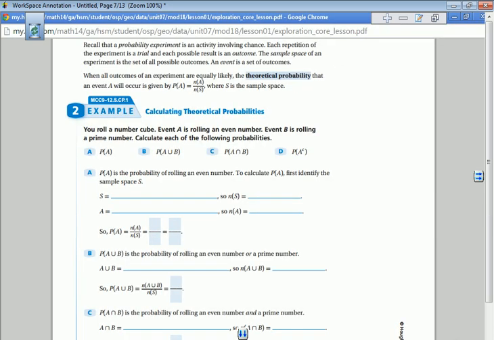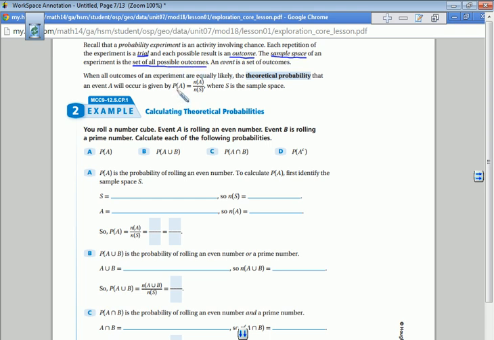Okay, let's flip over to the next page. It says, recall that a probability experiment is an activity involving chance. Each repetition of an experiment is called a trial. So every time we perform the experiment, we're doing a trial. And each possible result is called an outcome. The sample space of an experiment is the set of all possible outcomes.